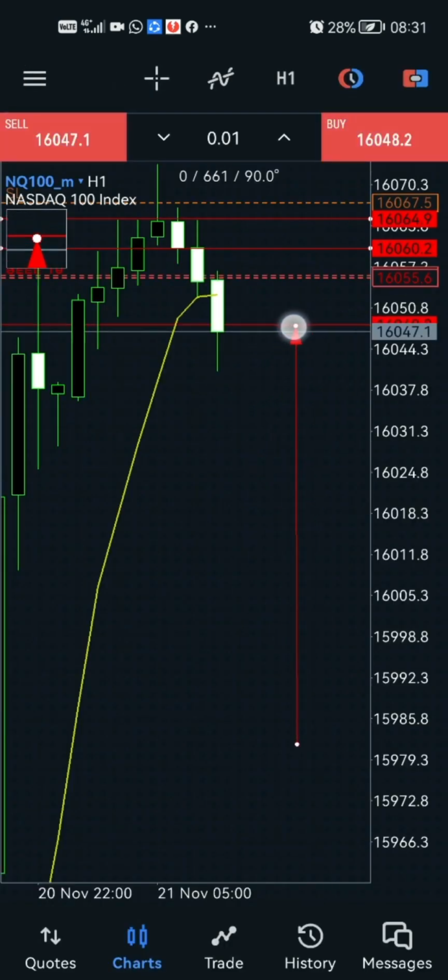Because here, if we look at the far right, that's 16055.6 figure. That's where I entered. Stop loss is at 16067. That's a difference of 12. So 12 multiplied by 10, it's like $1,200 if one position goes all the way up there.